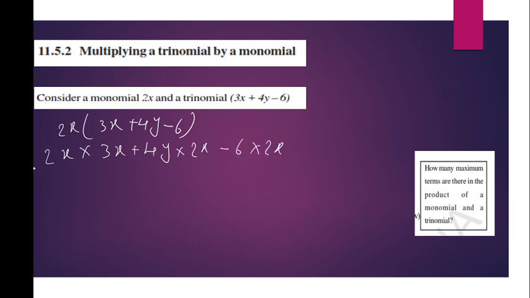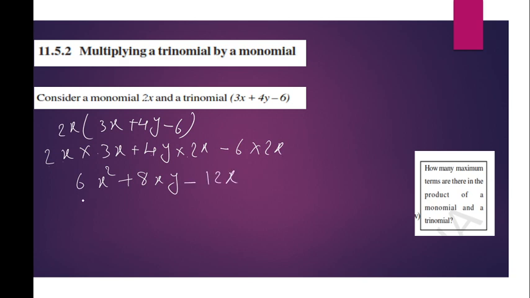Now multiply the signs, plus into plus. Plus not required, 2 3s are 6. x into x, x square, plus into plus, plus 4 2s are 8, x into y, xy, minus into plus, minus 6 2s are 12x.